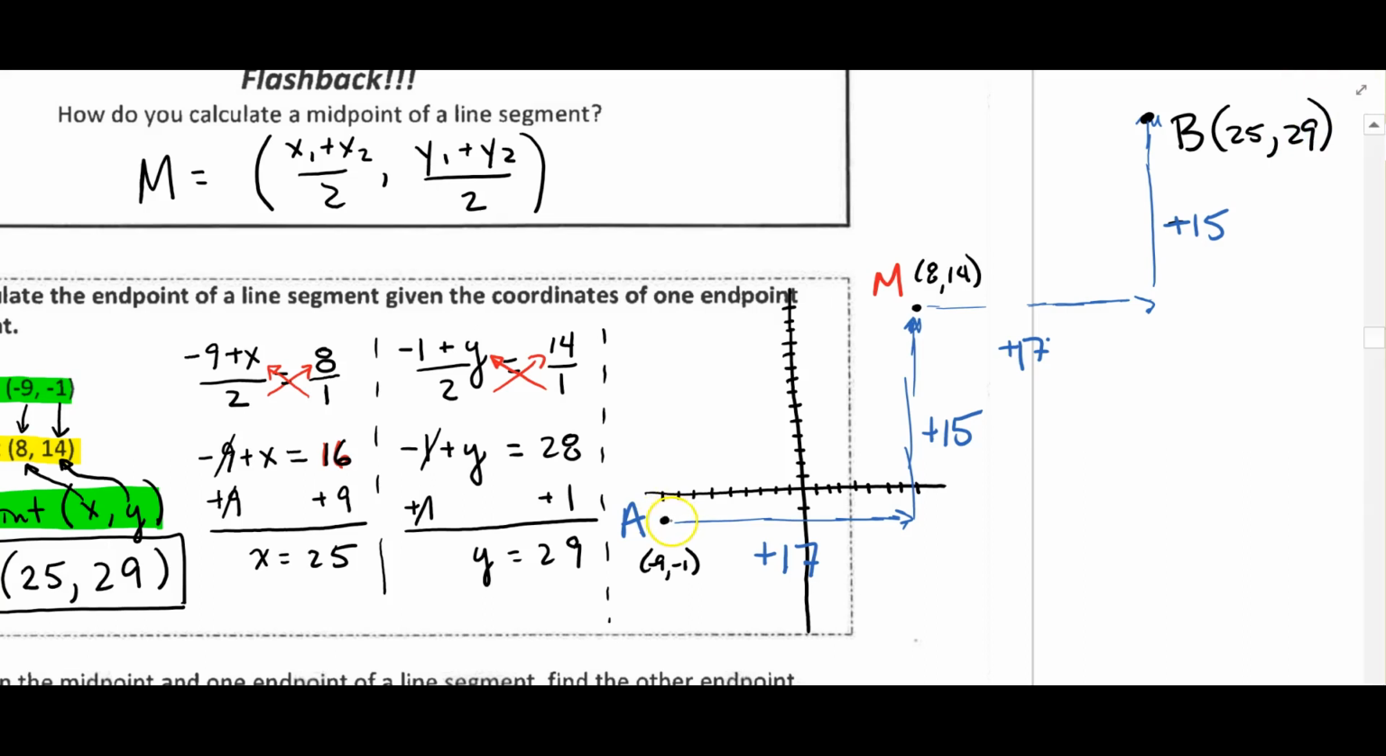So now I can see how accurate my drawing was. If I make a segment here, here's my midpoint. These two pieces, this piece and this piece, are going to be congruent. They're going to be equal because from A we went over 17 and up 15, and then from the midpoint over 17 and up 15 again. Alright, so two different ways to do it. Hopefully that gives you a better understanding.